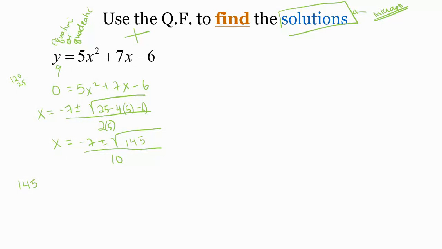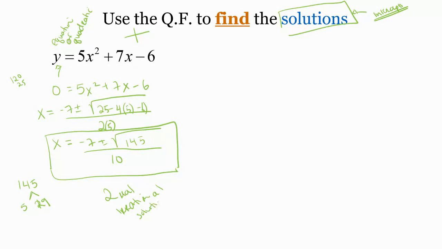Right? So 145, let's see, can I simplify that? No, I can't, because 5 times 30 would be 150, so it's going to be 5 times 29, and both of those are prime. So this cannot be simplified. That is my solution. So I ended up with 2 real irrational solutions. I'm not putting this into my calculator. I haven't even picked up a calculator. Either should you.